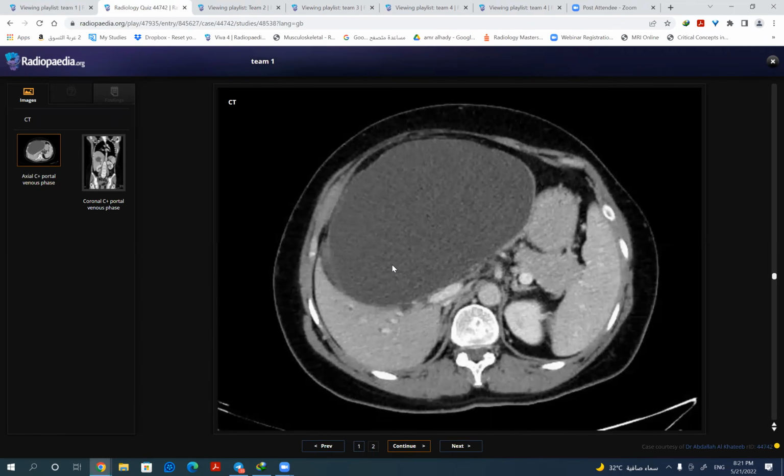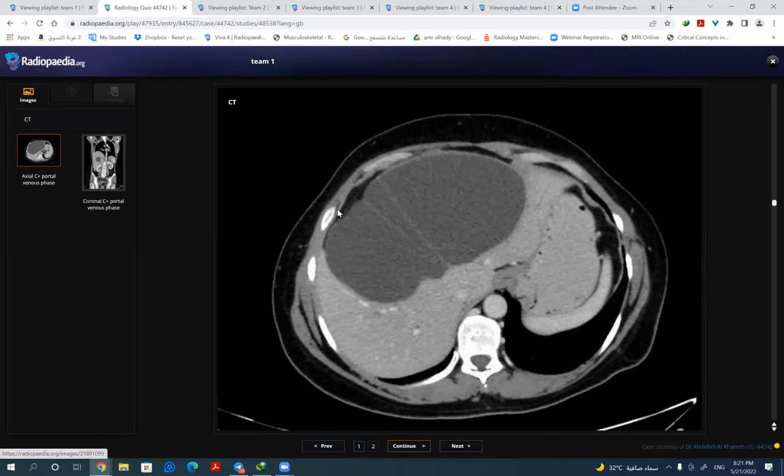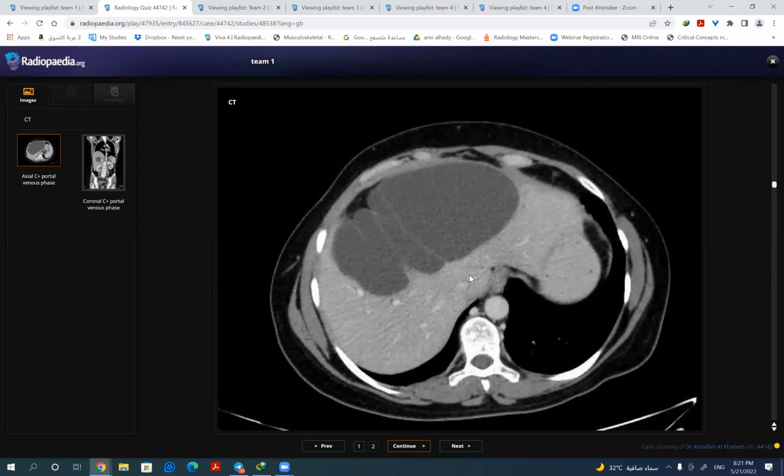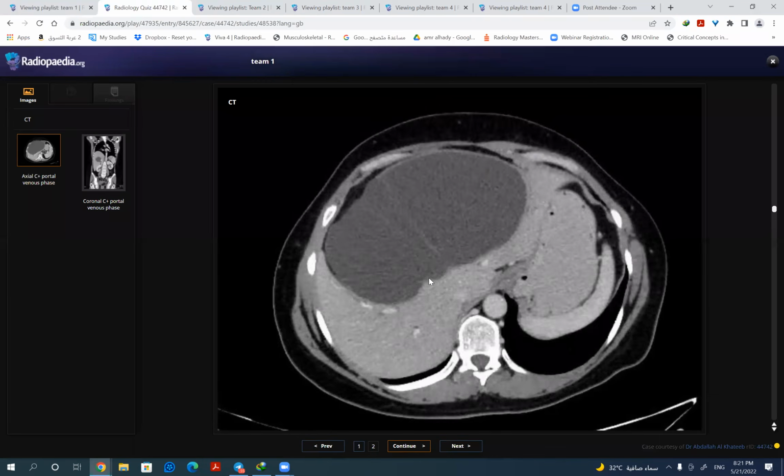They might present, let us start with this case, instead of CT, they might give you MRI with contrast abdomen. So the differential, as you mentioned, simple cyst.